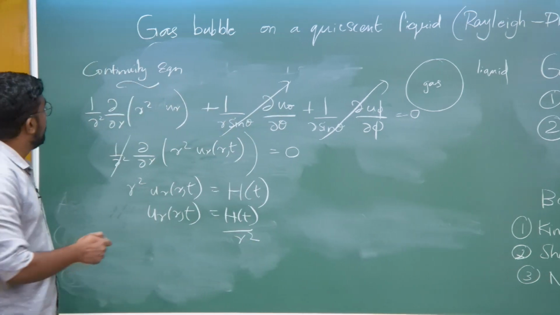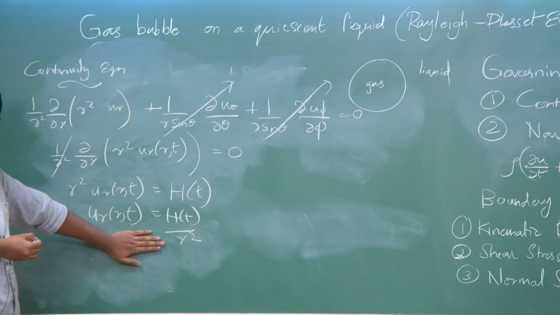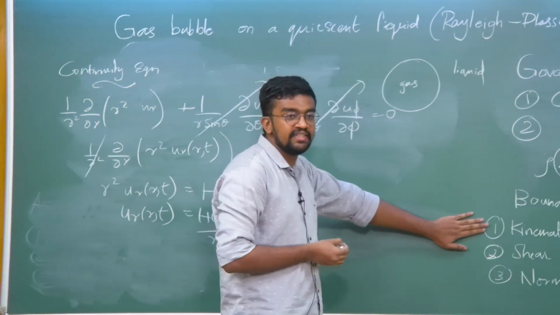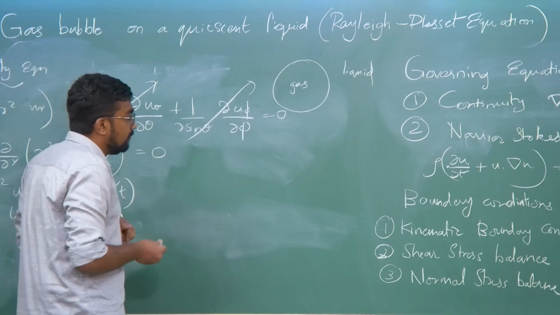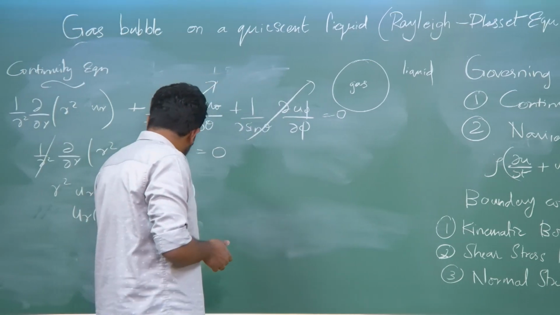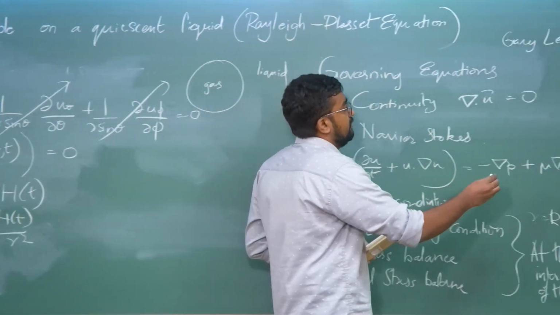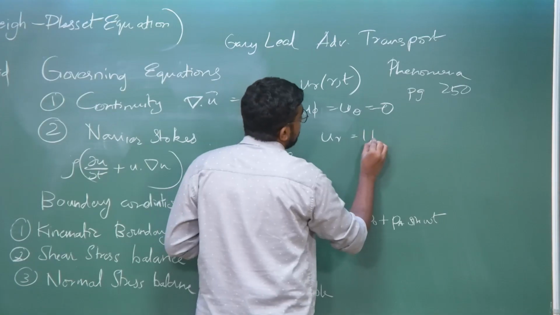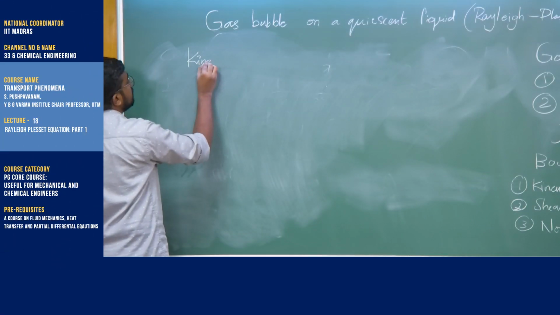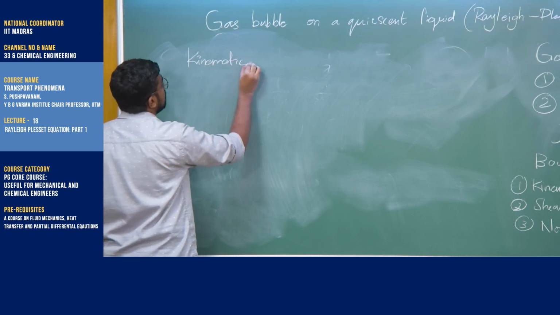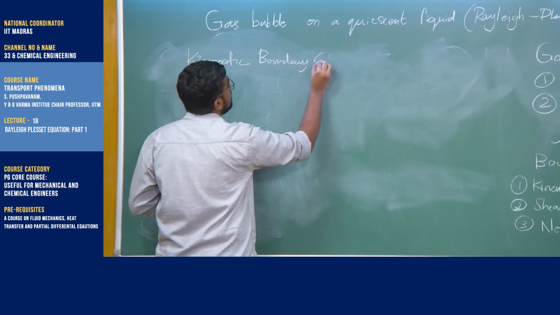So, we will seek solution for this using the kinematic boundary condition. So, h of t we will find using the kinematic boundary condition. So, what is the kinematic boundary condition? I will just write here. We found that u r is h of t by r square. Condition.